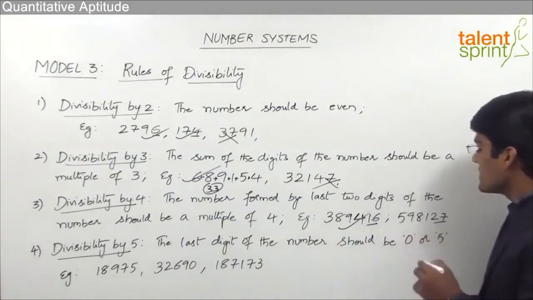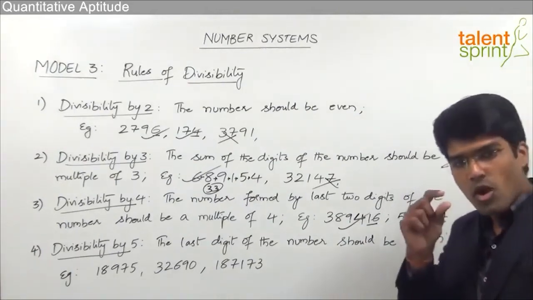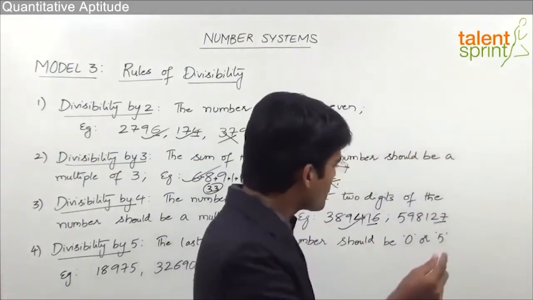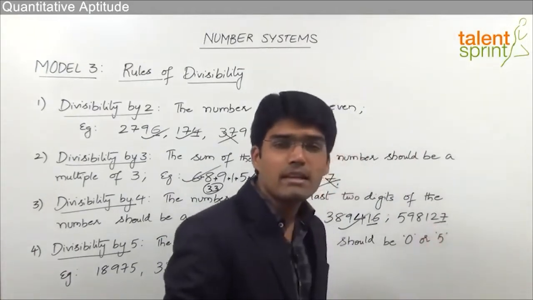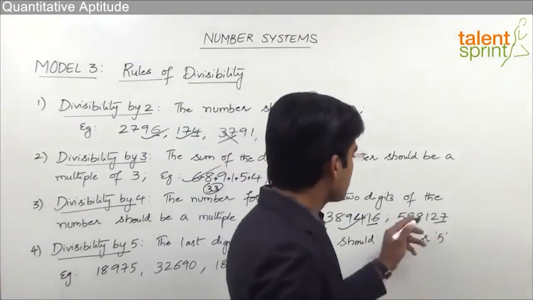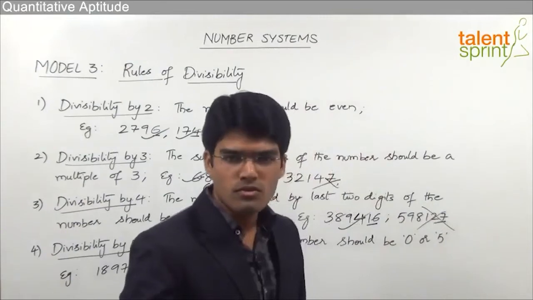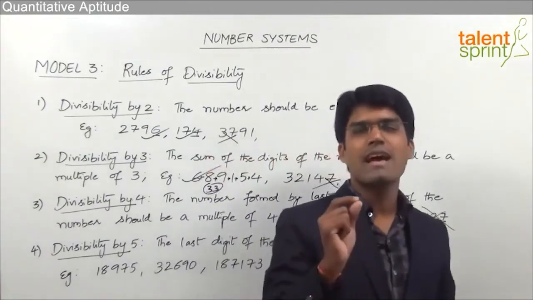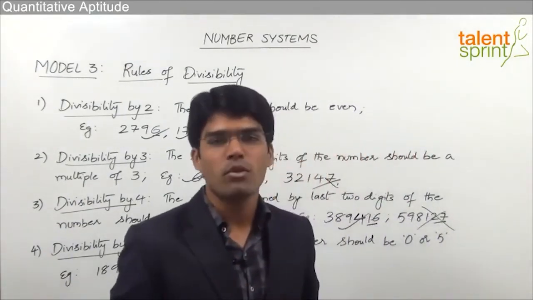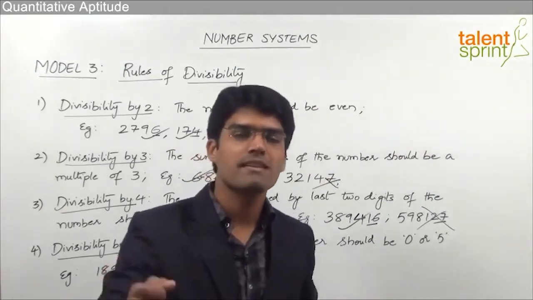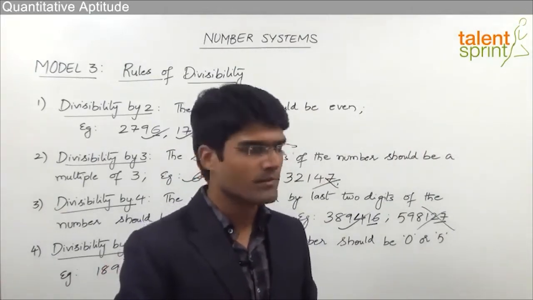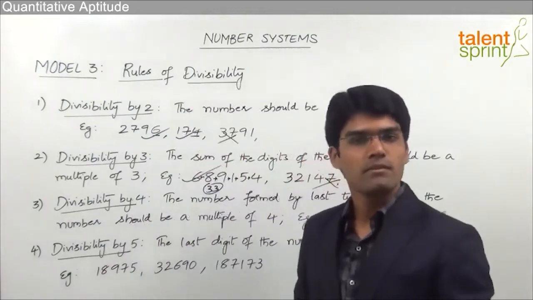Now, if you look at the next number here, 598127, the last two digits here are 27. So the number formed by the last two digits there is 27. And 27 is not a multiple of 4. So hence, this number is not divisible by 4. So simply for a number to be divisible by 4, the last two digits have to be a multiple of 4. That means 4, 8, 12, 16, 20, 24 and so on. So this is how we can check the divisibility by 4.